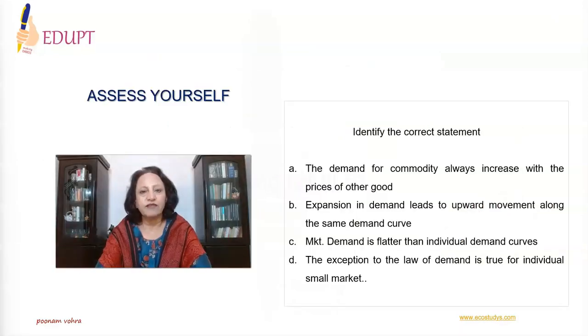Assess yourself and identify the correct statement. Statement A. The demand for commodity always increases with the prices of other goods. B. Expansion in demand leads to upward movement along the same demand curve. C. Market demand is flatter than individual demand curves. And D. The exception to law of demand is true for individual small market.